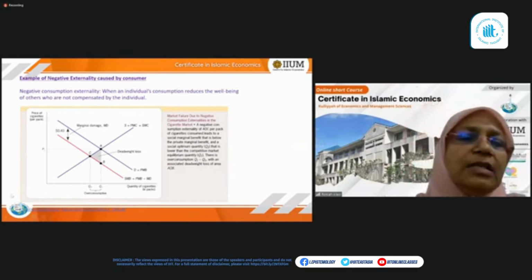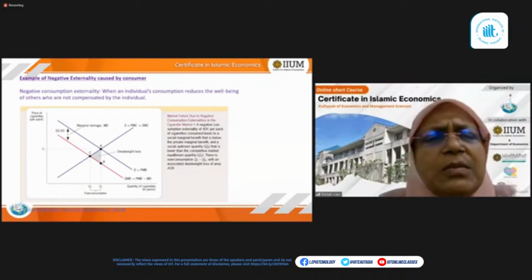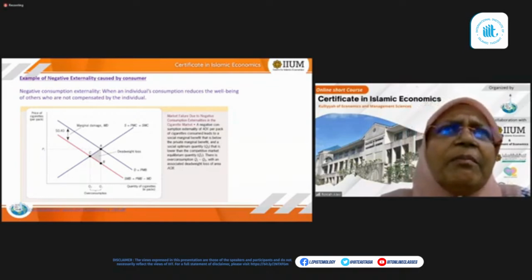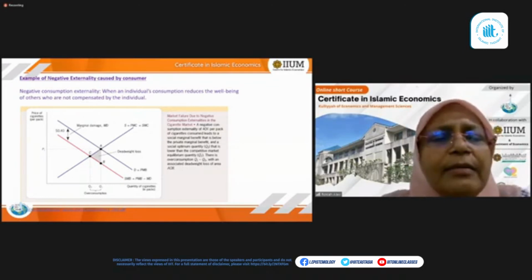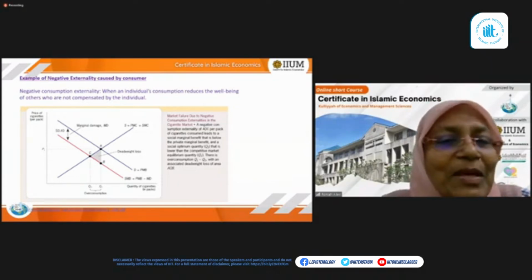Q1 is, you can see, let's say this is 0. 0 to Q1 is the amount of consumption. And it's not good. Many people are smoking around you because it's very cheap and available. There's no government ruling that you cannot smoke in public areas. So everybody's smoking, it's cheap. Children are also smoking. Imagine the environment.